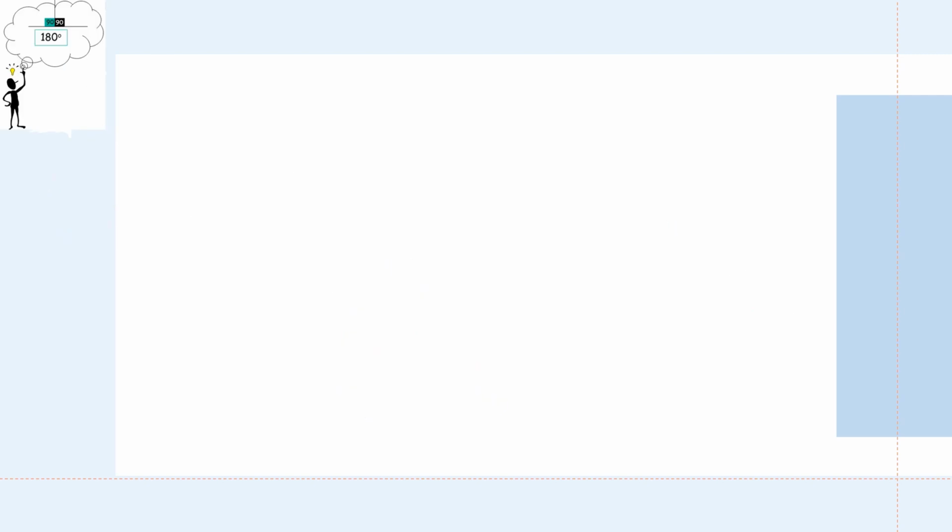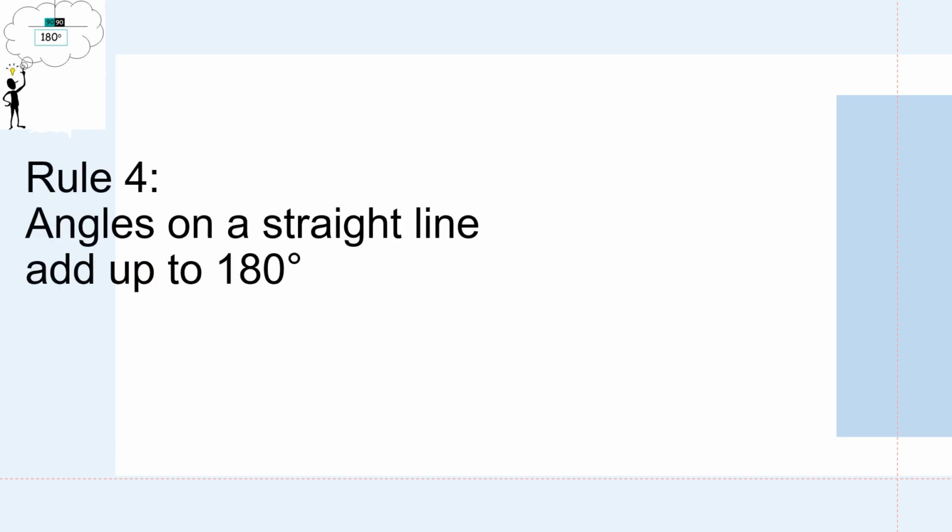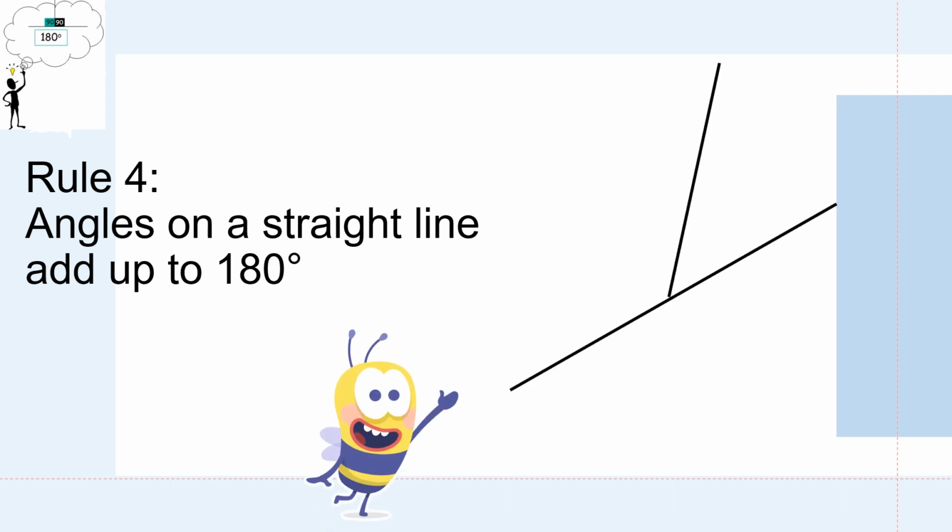Now the other 5 rules which I mentioned at the start of my lesson are like this. Rule 4: angles on a straight line add up to 180 degrees. How am I going to spot it? I will find a continuous straight line with another straight line joining or cutting across it. In that case, these two angles will always add up to 180 degrees.